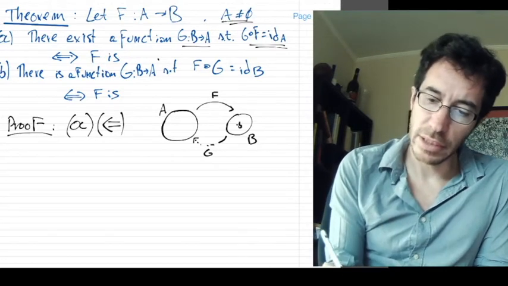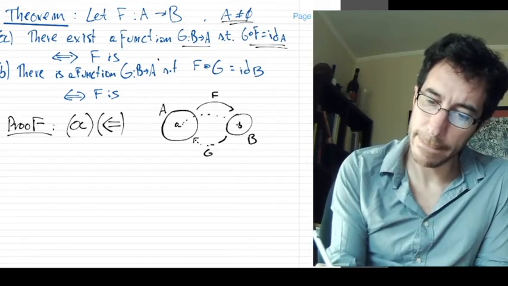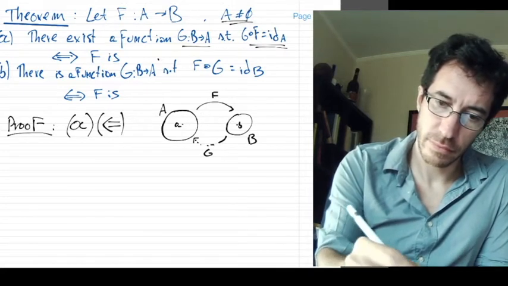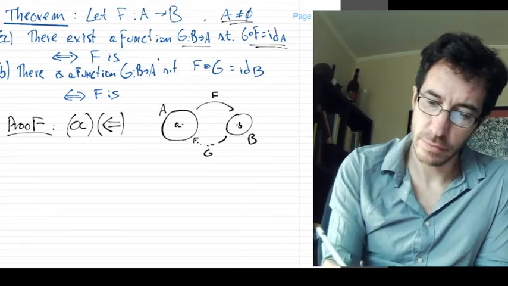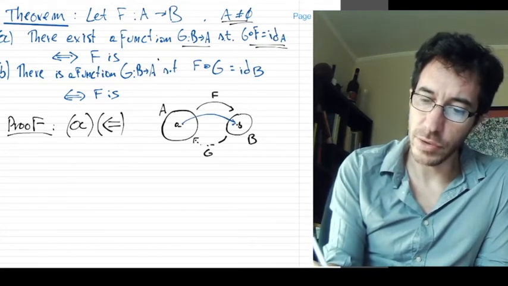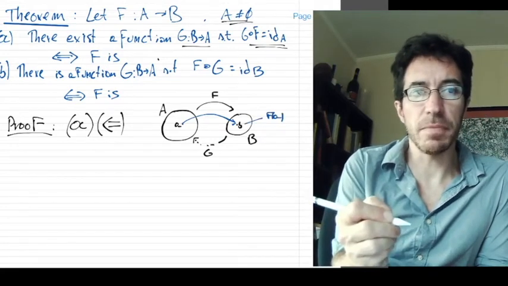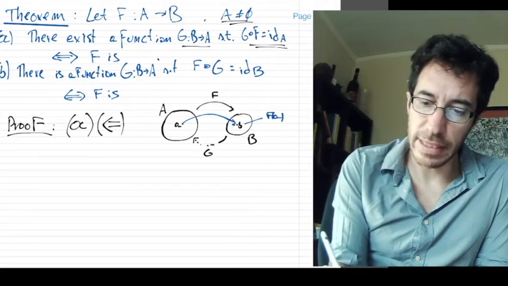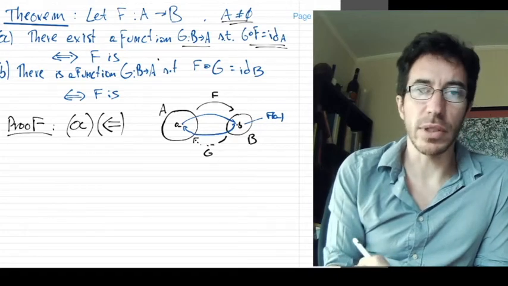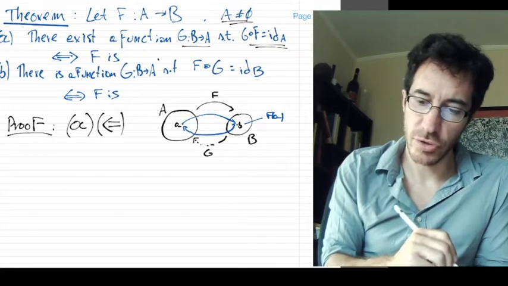We want that if we have an element A up here, and we apply F and get F of A, then when we want the image back, we want that if you apply the inverse, we get back to that one. So we would like G of F of A to be equal to A, right? So that's what we would like.